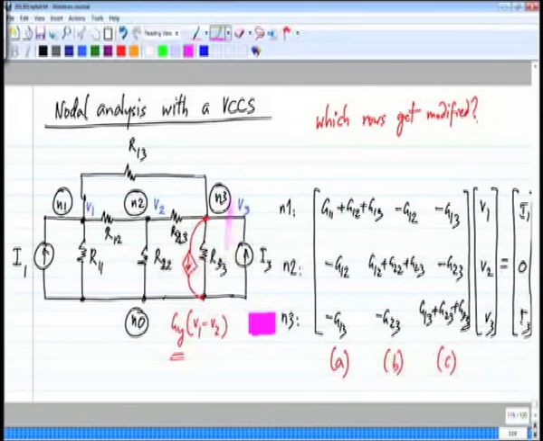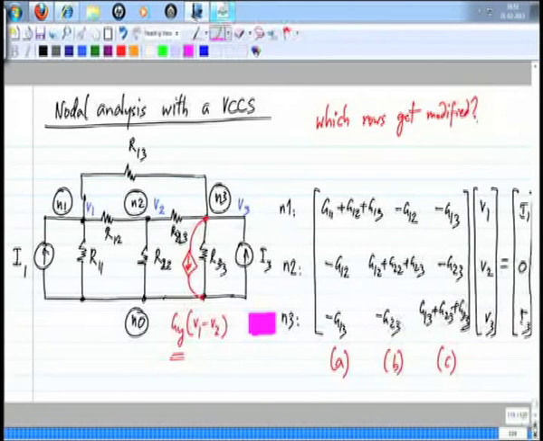Because if you look at this current, if it was a resistor, the current in it would be related to V3. It would be V3 times G33. Whereas for this controlled current source, the current is GY times (V1 minus V2). Okay, it's related to voltages somewhere else. So it is basically the coefficients of V1 and V2 that will get modified. Okay, I hope that is clear. If there are any questions, I will take them.